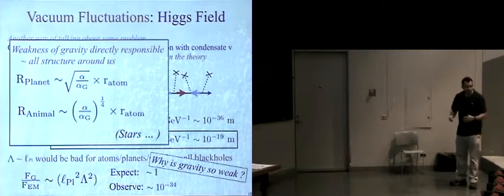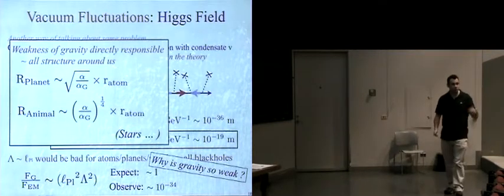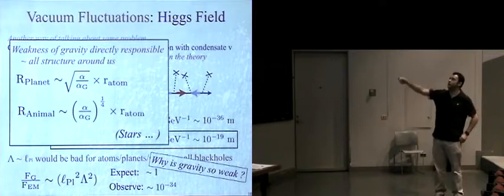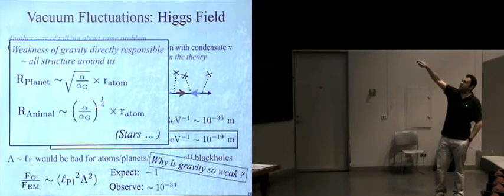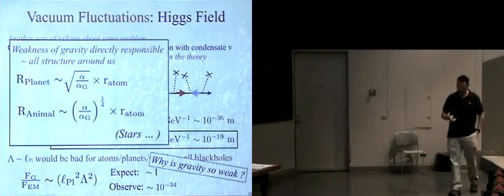Now, of course, the weakness of gravity is very important for all the structure around us. So we actually went through some of these. It's really what sets these really big, large, diverse length scales, like the radius of a planet or the radius of an animal, is all related to gravity. The reason these things are so different is because this number, this gravitational strength, is so weak, so small.